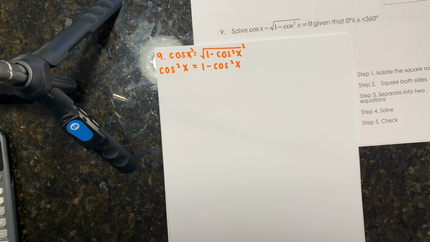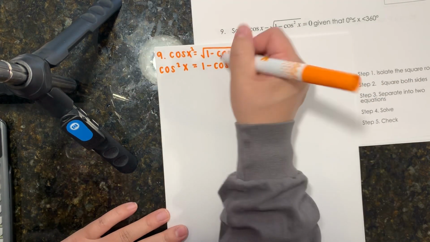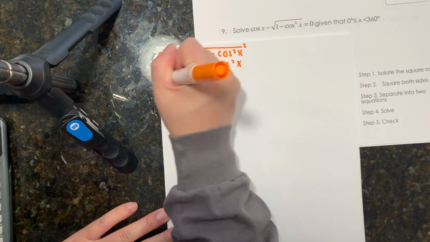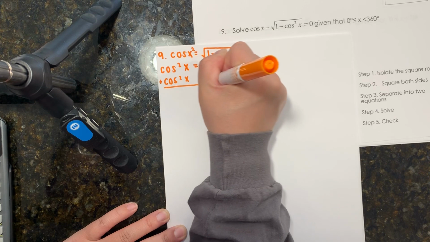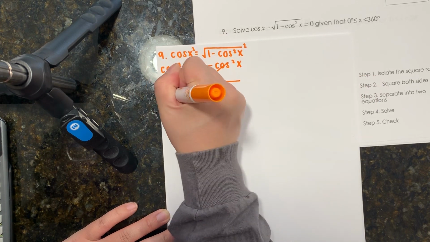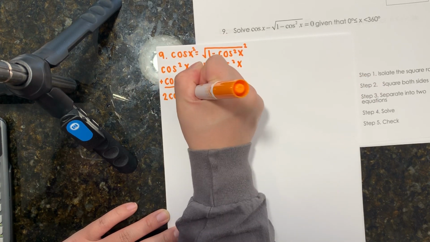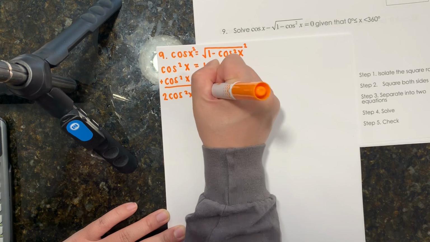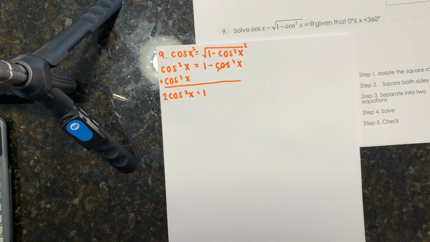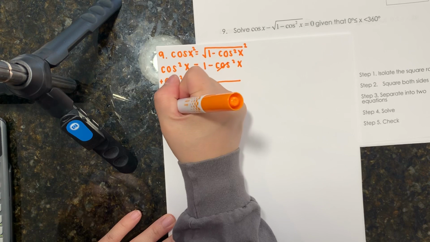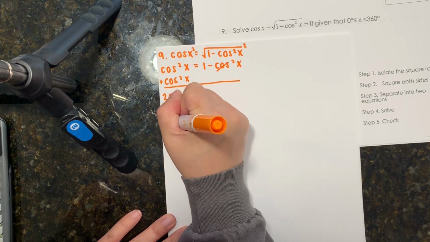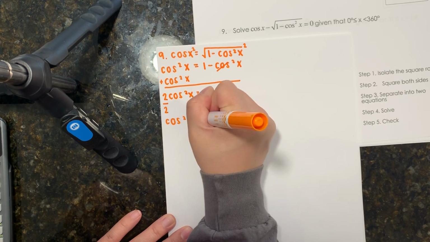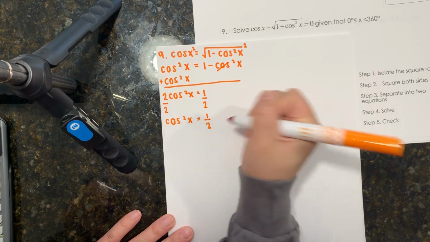Now I'm trying to solve for cosine x. So I'm going to move the cosine squared x to the left-hand side by adding it. And when you add 2 cosine squared x's, you're going to get 2 cosine squared x is equal to 1. Then you're going to divide both sides by 2. And you get cosine squared x is equal to 1/2.